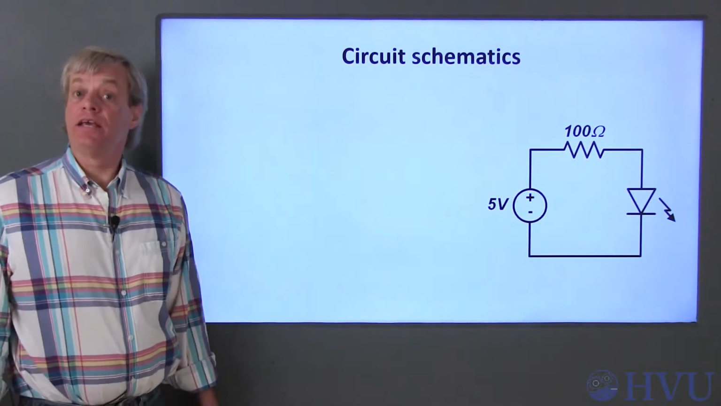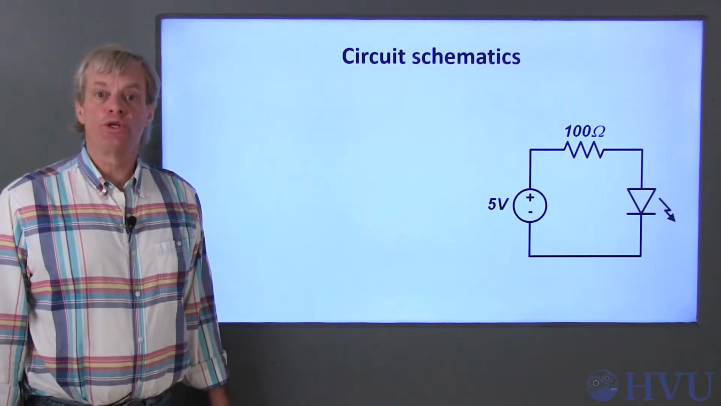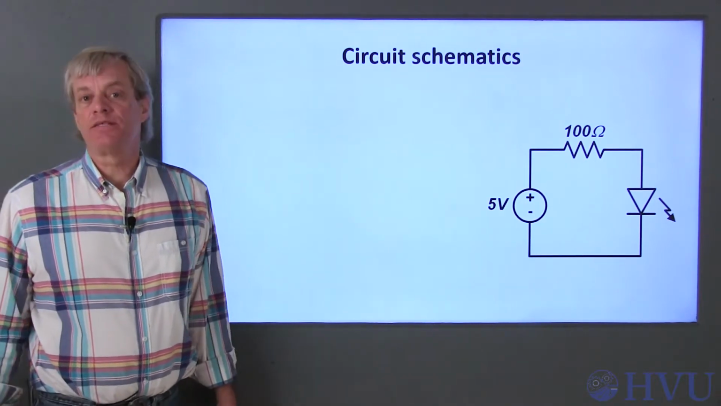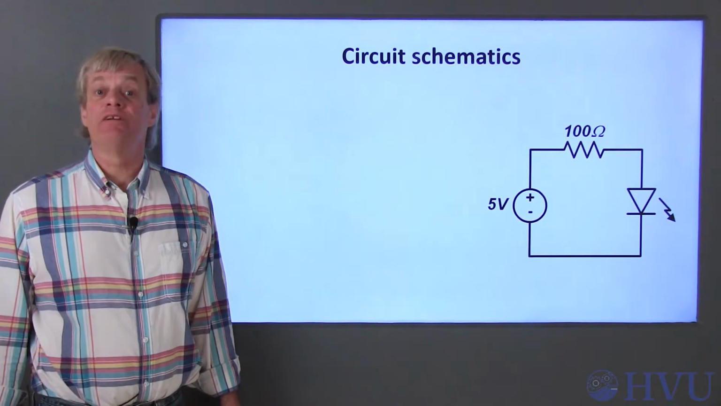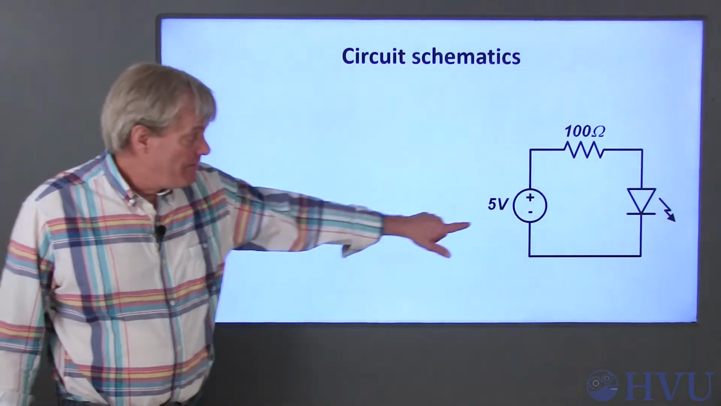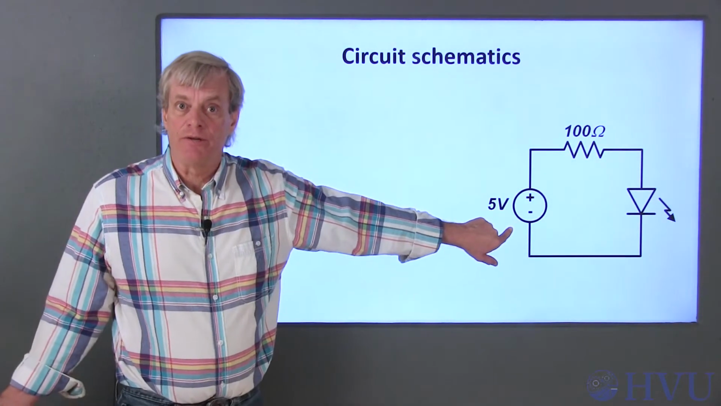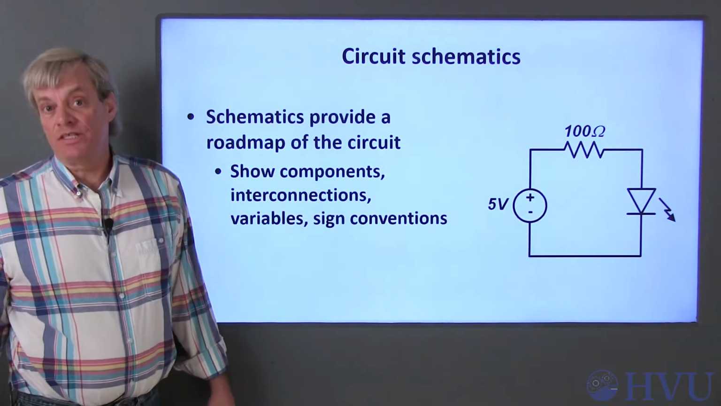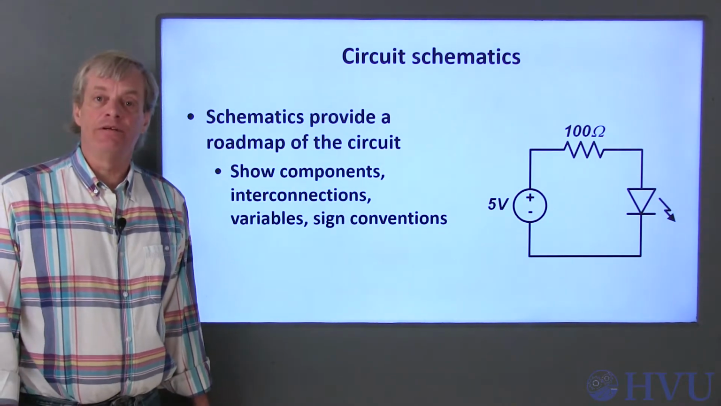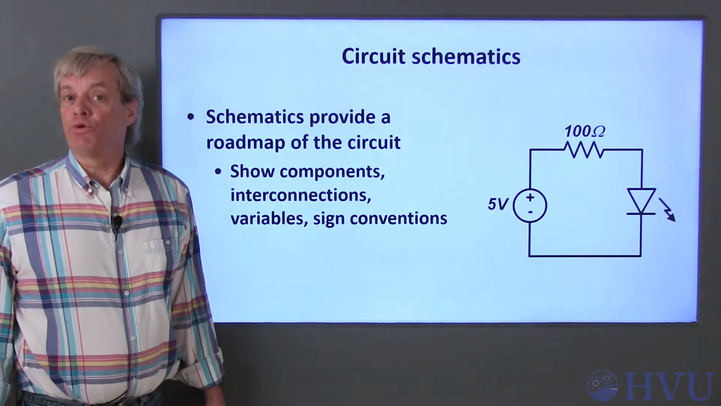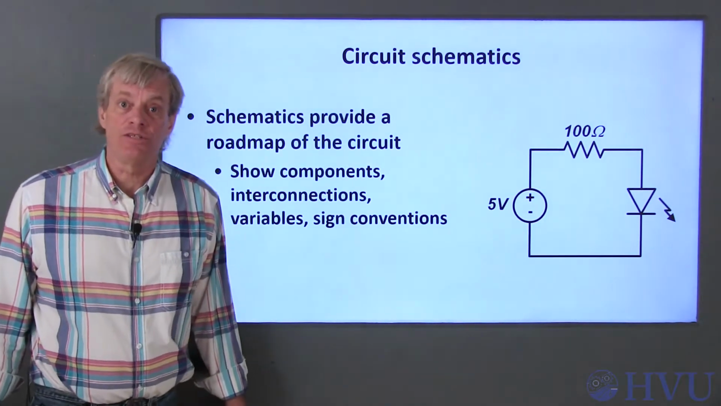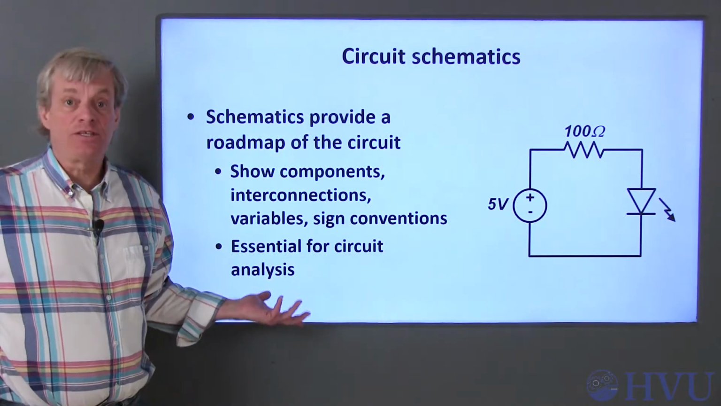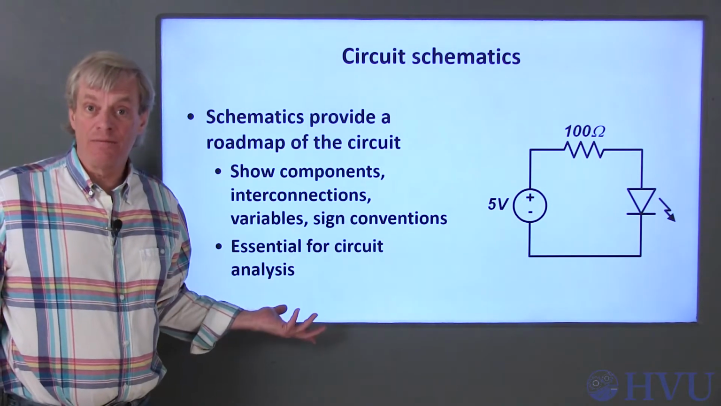Designing, analyzing, and building an electrical circuit usually begins with what is called a circuit schematic. A schematic is a stylized representation of an actual physical system. This is a schematic of our circuit. A schematic is a road map that describes the physical system. It shows the components, how they're interconnected, and it defines important variables and their sign conventions. Usually, variables and sign conventions used in analysis are also defined on the circuit schematic.